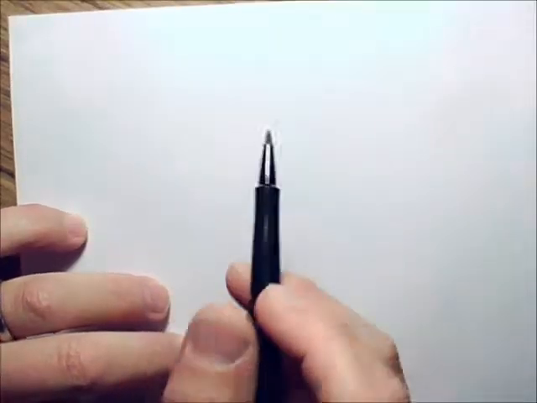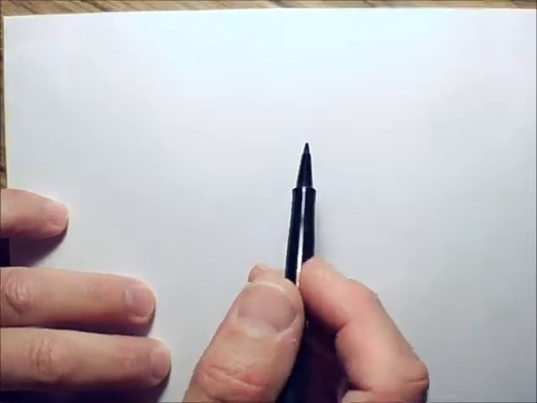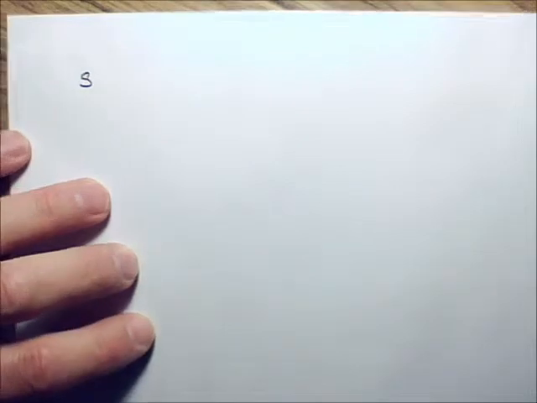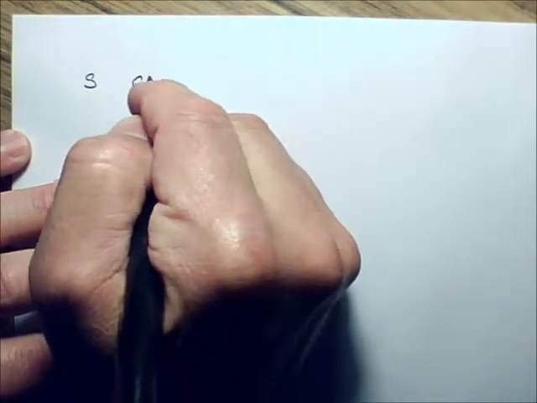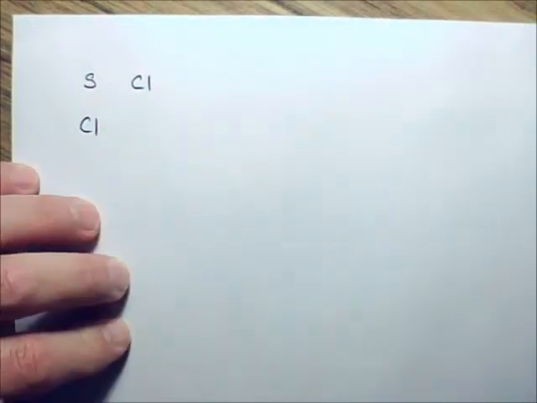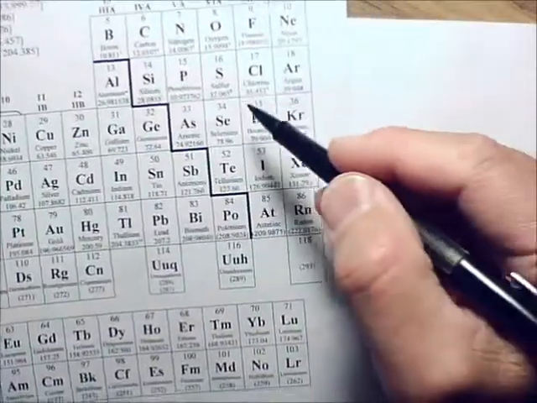Okay. And we have sulfur dichloride. We have sulfur and chlorine, sulfur dichloride, so we're going to have two chlorines. So I go to the periodic table. I figure out how many electrons I have around sulfur and chlorine.